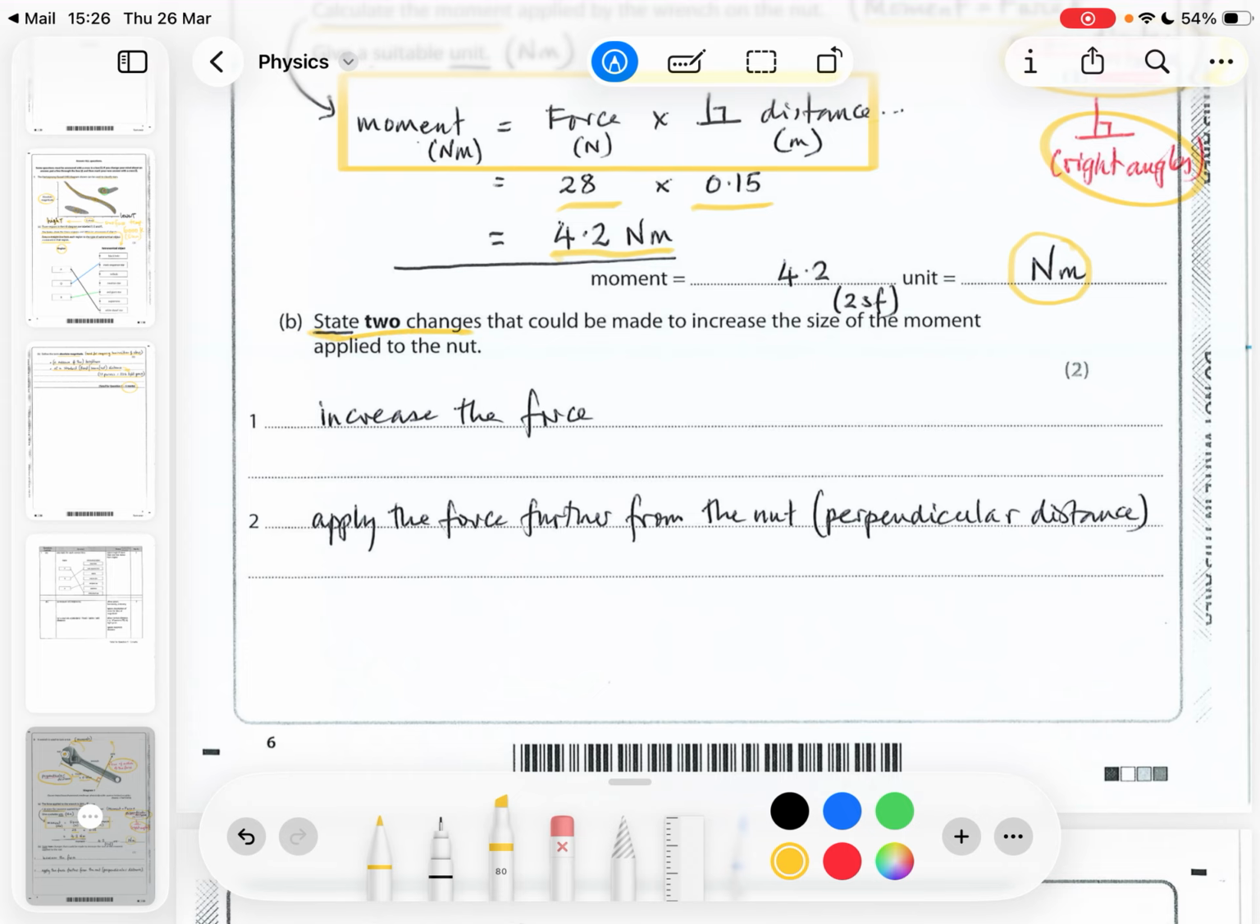State 2 changes. State means just say them. That could be made to increase the size of the moment. Well, obviously there's 2 things in the formula. Force, so you can increase the force, or you can apply the force further from the nut. The perpendicular distance needs to increase. So you can increase the perpendicular distance, so you apply the force further away.